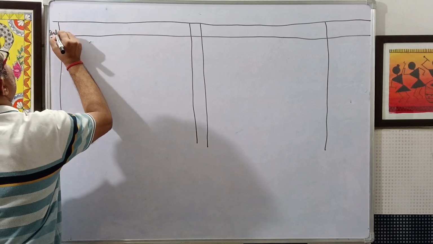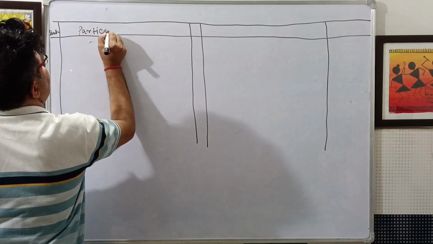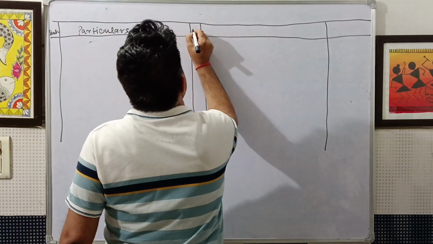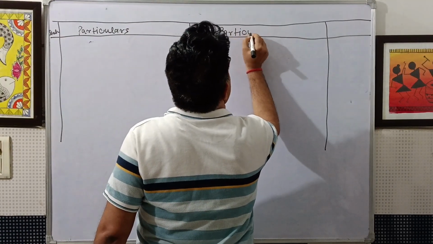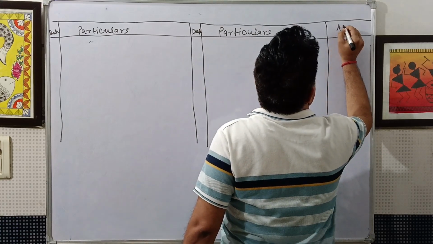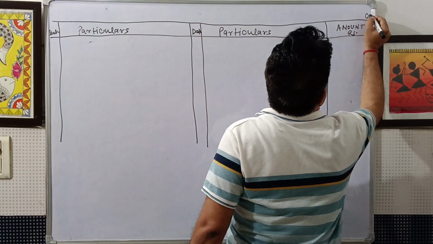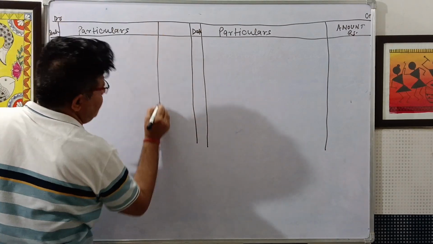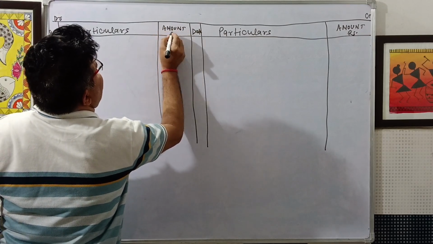Date, particulars, amount in rupees, on the credit side; date, particulars, amount in rupees, on the debit side.